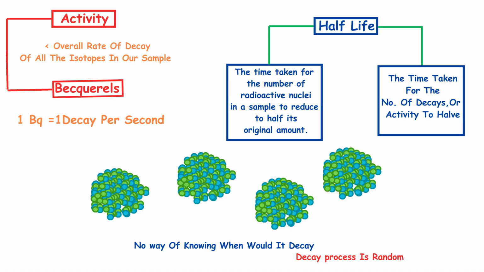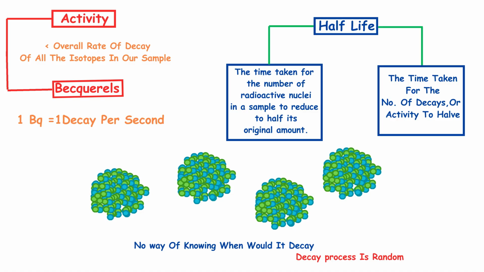The first of these is known as the activity of the sample, which refers to the overall rate at which decay is occurring within all the isotopes present in that particular sample, and this activity is measured in a unit called becquerels, where 1 becquerel represents 1 decay happening every second. For instance, if a sample has an activity of 600 becquerels, it means there are 600 radioactive atoms undergoing decay every single second within that sample.